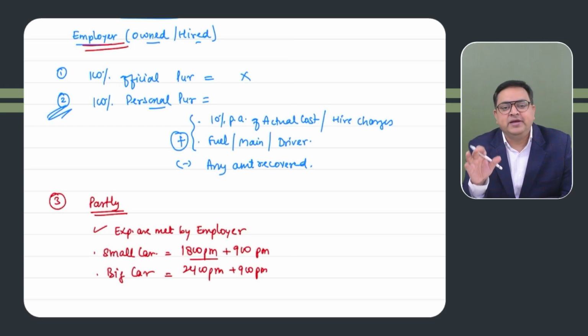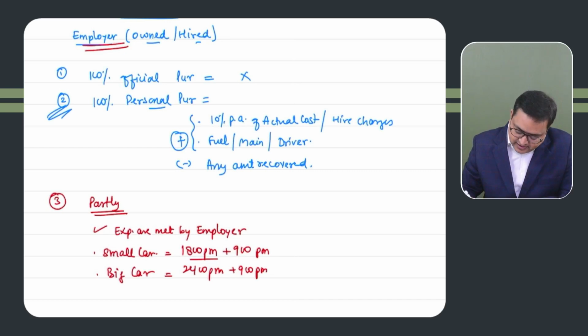Part of the month should be ignored. Let's say if it is provided to you for 6 months, 7 days, then please ignore 7 days. If it is provided to you for 6 months, 28 days, ignore 28 days. 6 months you have to take. So 1800 into 6 or 2400 into 6, whatever the case may be, plus 900 if a driver is also provided, right?